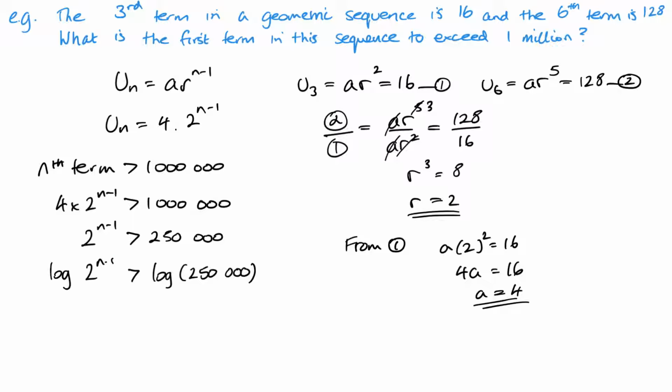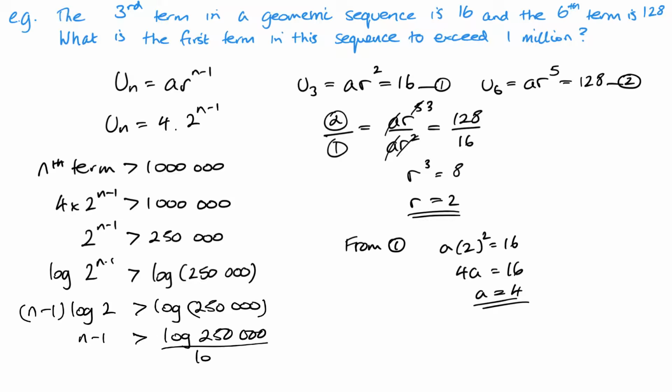Now we can bring this power down. So we're going to have n minus 1 times log 2, and this is, of course, log 250,000. Now I want to divide by log 2. So n minus 1 is greater than log 250,000 divided by log 2. And then all I've got to do is add 1 at the end. So let's actually write this down, n minus 1 is 17.9, you can give it a couple more decimal places, 93, and then when I add 1 to it, we get n is greater than 18.9.